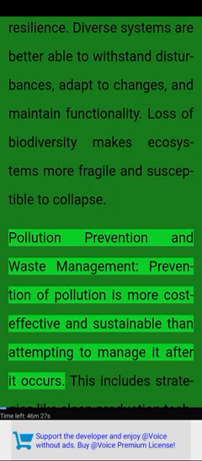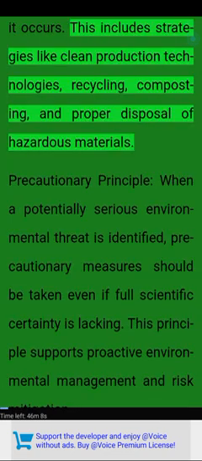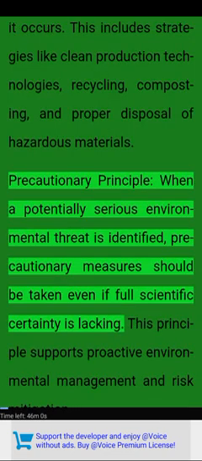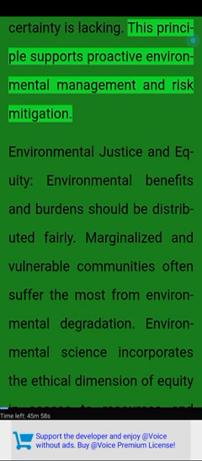Pollution prevention and waste management. Prevention of pollution is more cost-effective and sustainable than attempting to manage it after it occurs. This includes strategies like clean production technologies, recycling, composting, and proper disposal of hazardous materials. Precautionary principle. When a potentially serious environmental threat is identified, precautionary measures should be taken even if full scientific certainty is lacking. This principle supports proactive environmental management and risk mitigation.